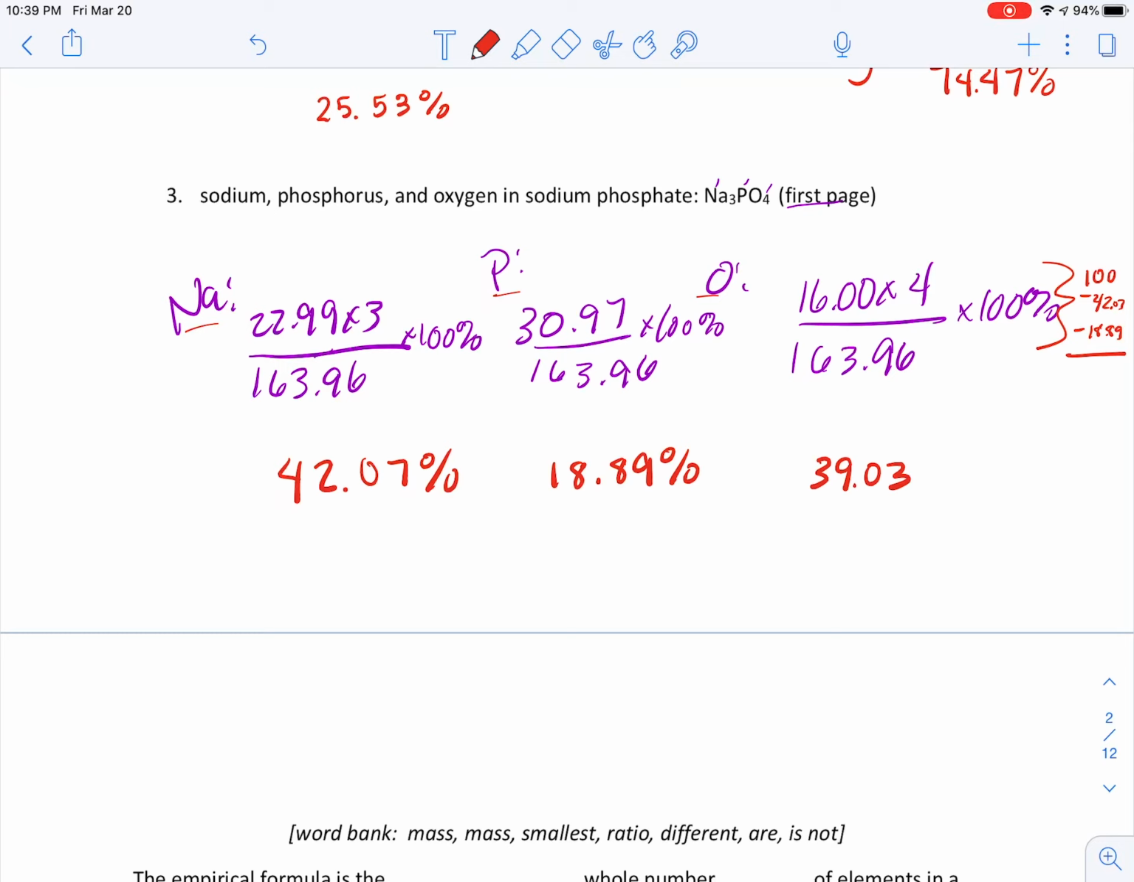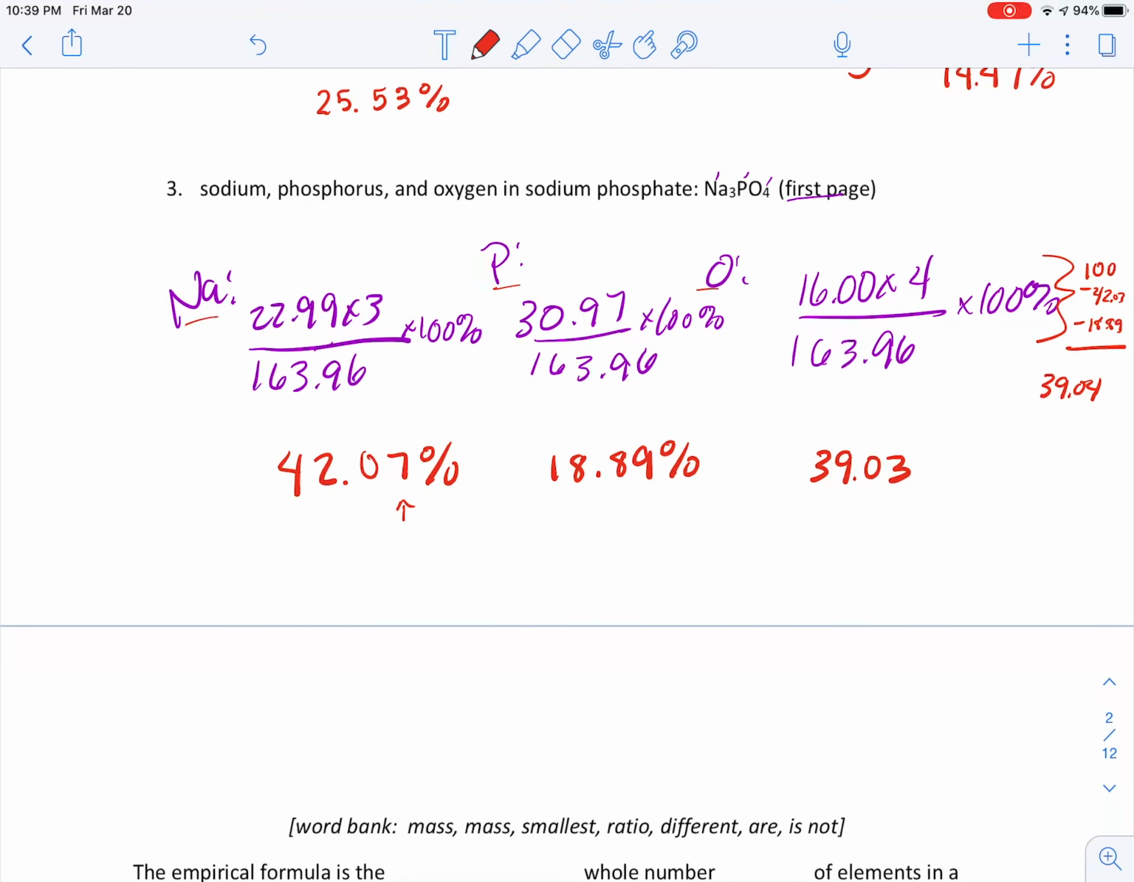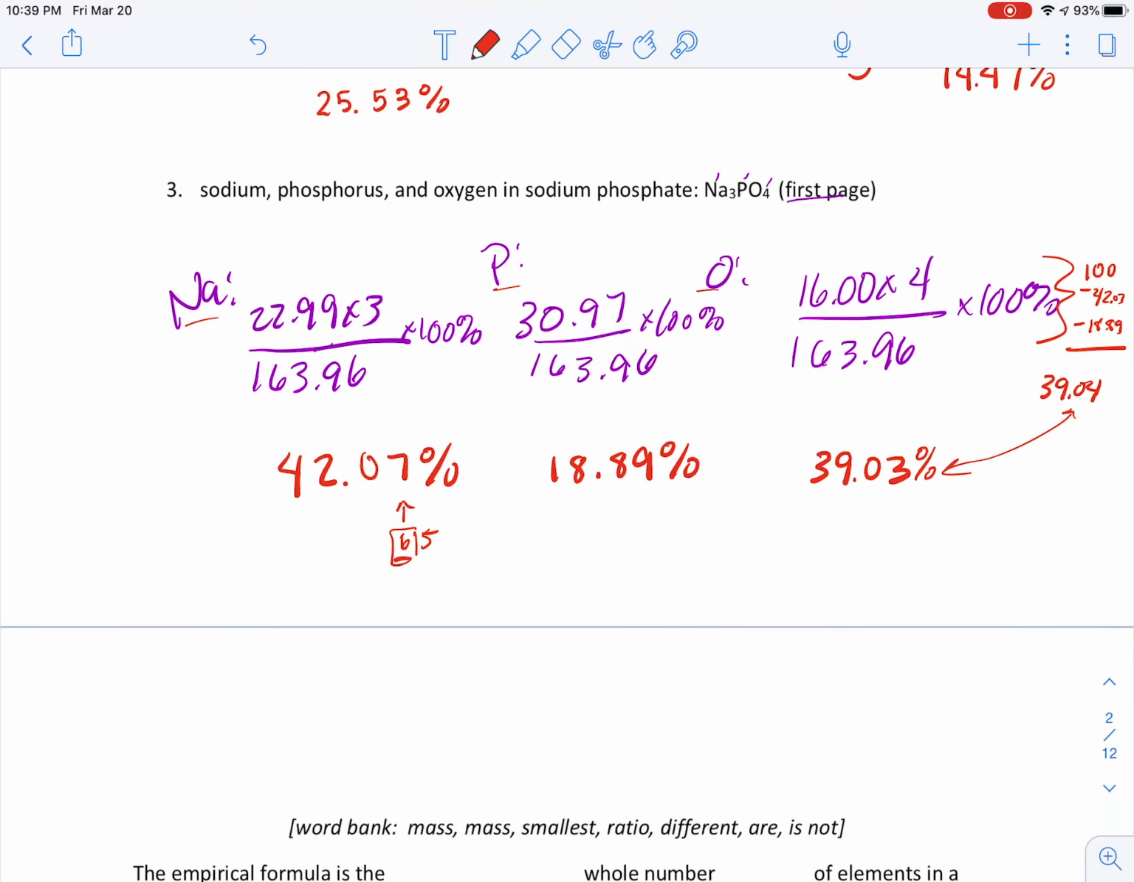It's not quite adding up. I'm going to see what I get when I do 100 minus 42.07 minus 18.89. And so this one gives me 39.04 because we subtracted it from 100. Here's what I will tell you: right here, this was originally a 6 and a 5. That 5 is really close, so if I just kept it at a 6, then this being a 04 would work.